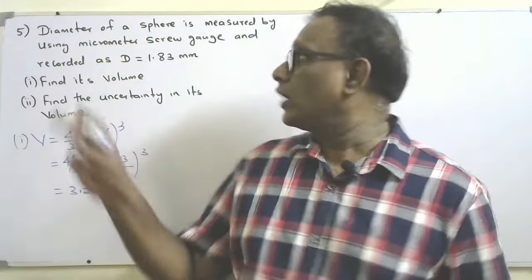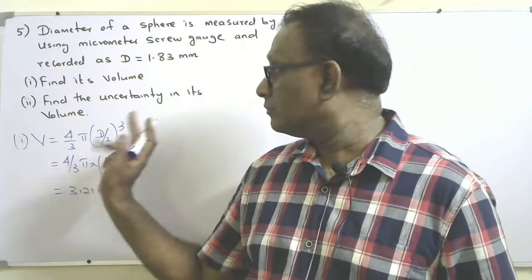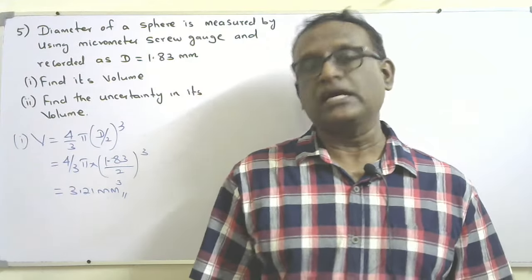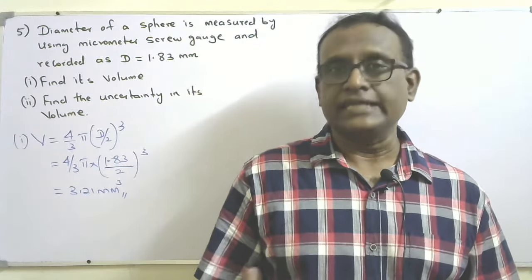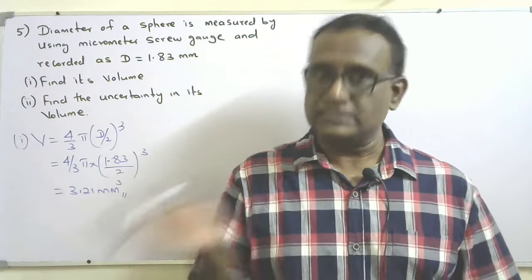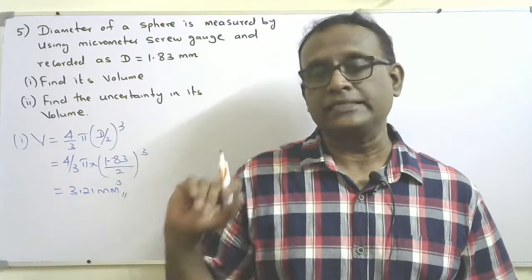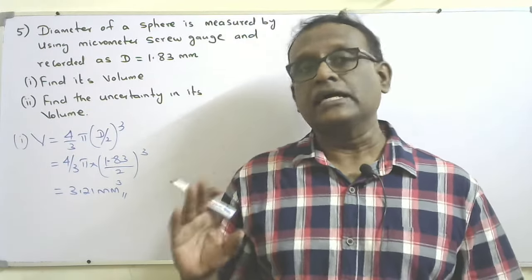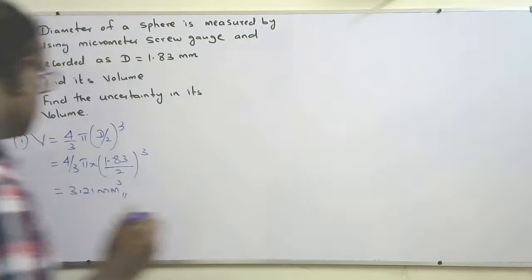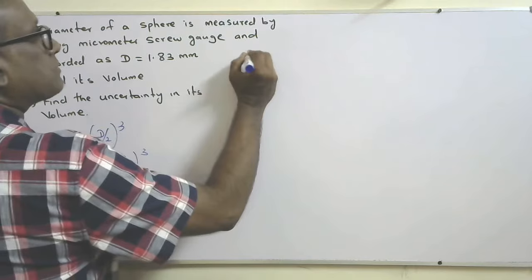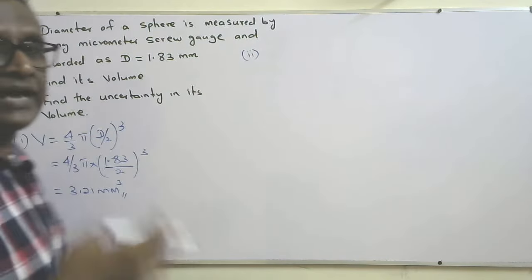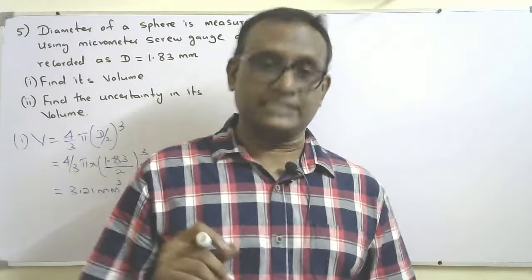Okay, second part, find the uncertainty in its measurement. Here the equation has an index, the power 3, so we can't find the uncertainty directly in this method. The next method we can use is the maximum-minimum method. But in this method, we first need to find the percentage uncertainty. So for the second part, the first method, I use the normal way: we find the percentage uncertainty, then we find the uncertainty.